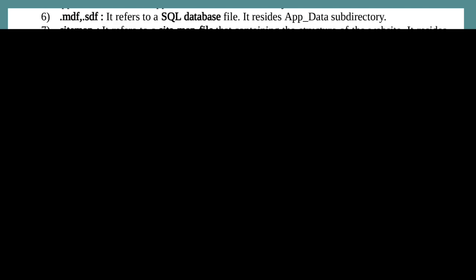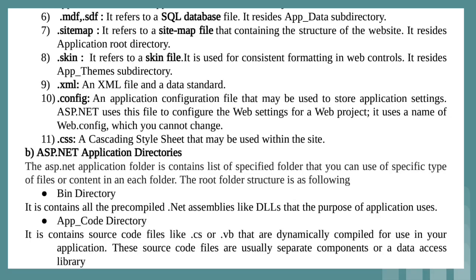Then we have .mdf and .sdf. Basically when we are dealing with ADO.NET, that is database connectivity, in that situation we are going to have these two types of file, that is .mdf and .sdf. So .mdf and .sdf basically refer to SQL database files, and which reside inside the app_data directory, data folder. Okay, app_data, this is the name of the folder.